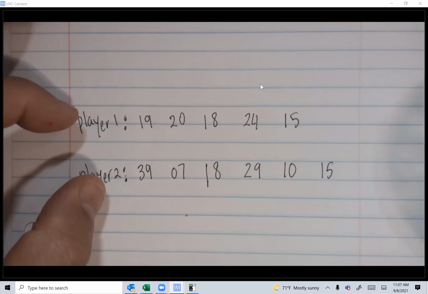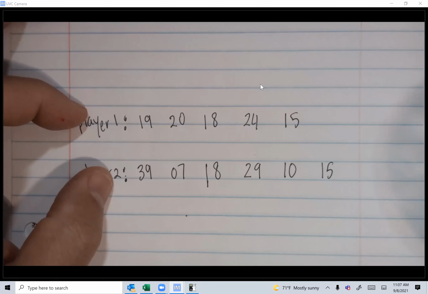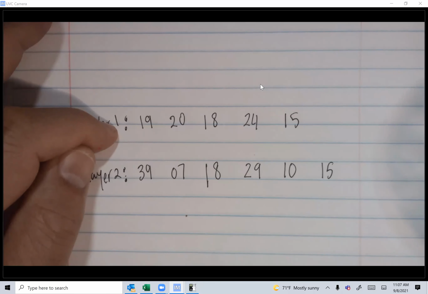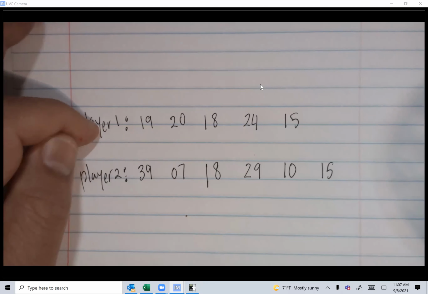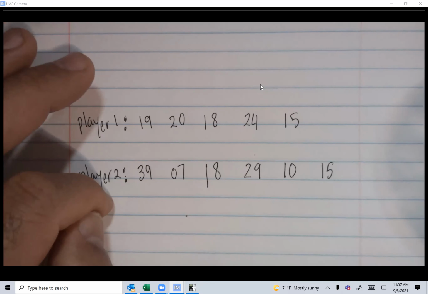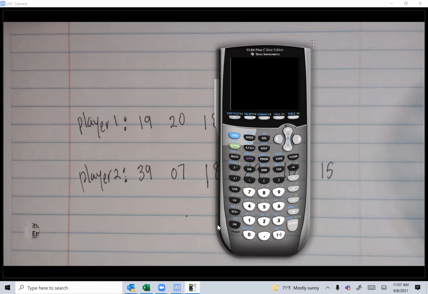So if I give you this question on a test and ask you which player is more consistent, you will tell me player one, but you will find the standard deviation and prove that he is consistent. And you're going to find out, guys, that the standard deviation of player one is much less than the standard deviation of player two. And I'm going to prove this to you right now.